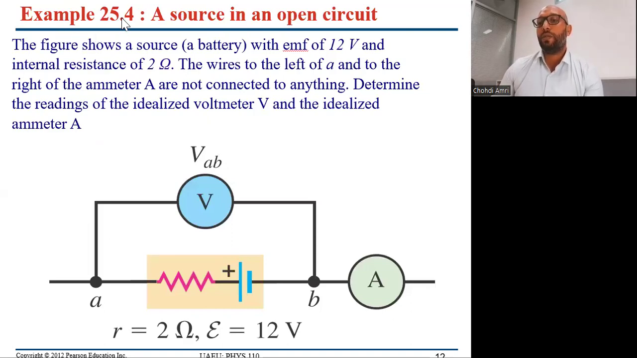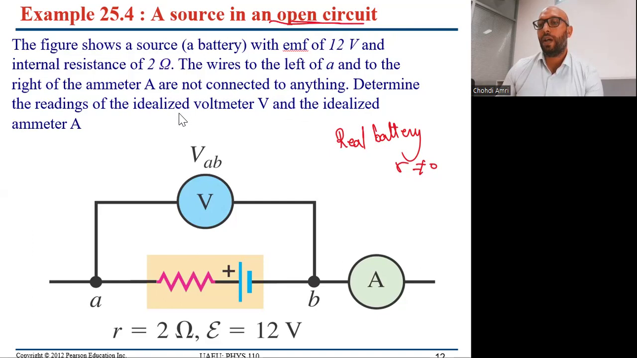We take example 25.4, the source in an open circuit. The figure shows a source, that means a battery, with electromotive force 12 volt and internal resistance 2 ohm. So here we are talking about a real or ideal battery? Of course, it's a real battery. Why? Because small r is different from zero, it's equal to 2 ohm. The wires to the left of A and to the right of the ammeter A are not connected to anything, so it's an open circuit, as we said in the title.